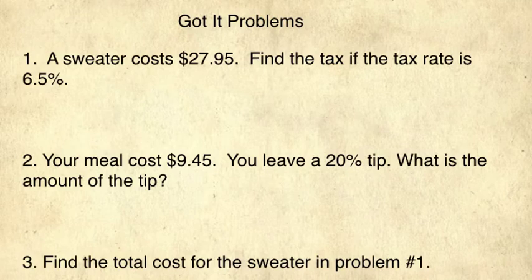Okay, here are your 3 got it problems, and you have space on the back to write these down. First one is finding the tax. Find the tax only on the cost of a sweater. So just finding the tax. And the second one, you have a meal that you've purchased and you're leaving a 20% tip. So we only want to know what the tip is. And in the final question, you're actually figuring out the total cost for the sweater that you bought in problem number 1. So you need to add the sweater and the tax together to get your total cost. Okay? Good luck with your problems, and we'll talk about these tomorrow.